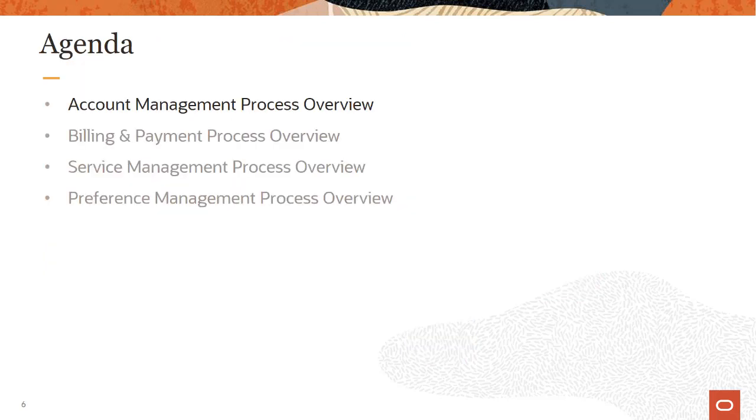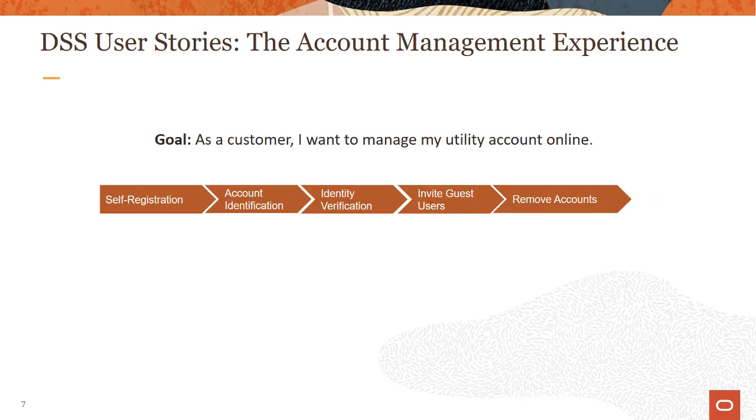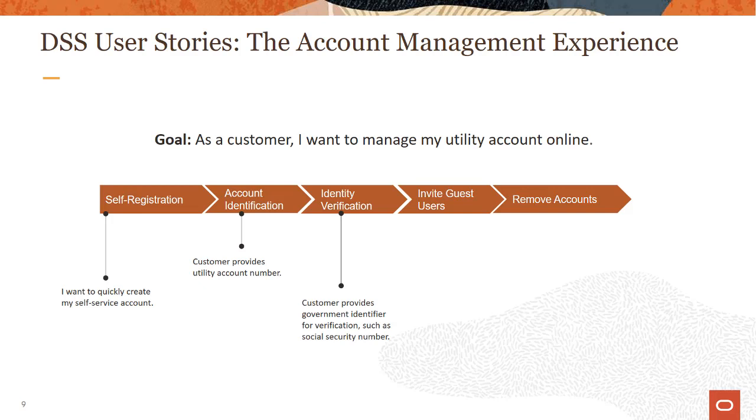Let's look more closely at the account management process. Fundamentally, digital utility customers are looking to manage their account online. In order to achieve this, customers need to register for an online account with a username or email address. Customers may have more than one account with the utility, so they are then able to choose which accounts to link to the web user they've created.